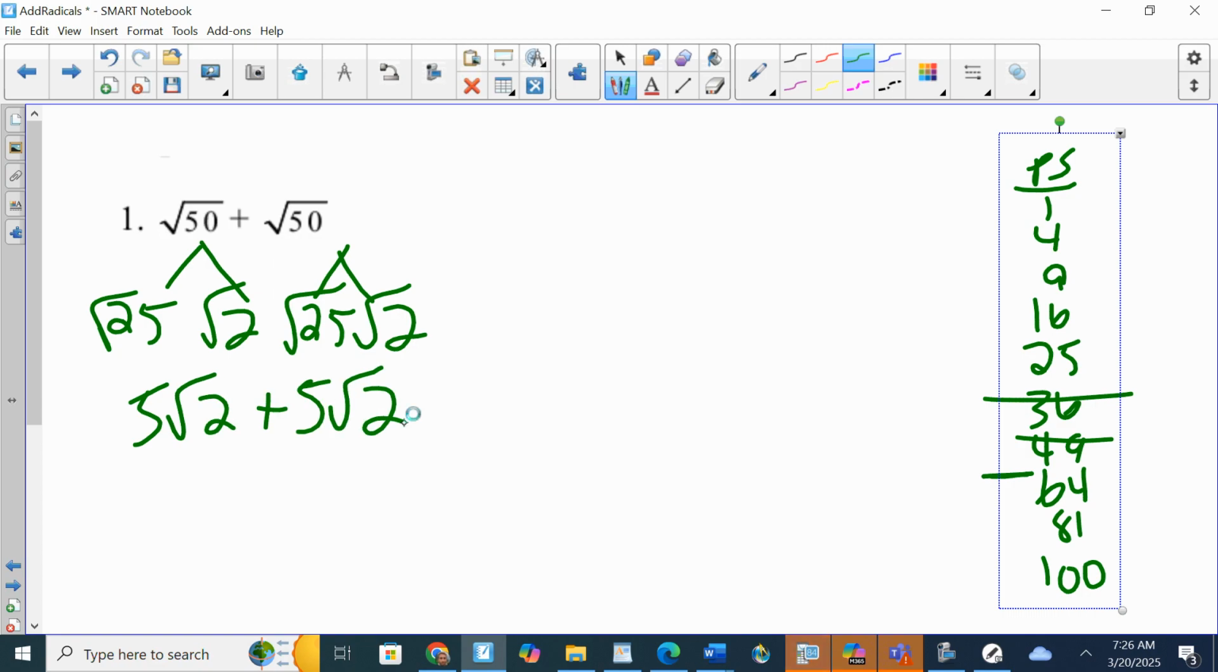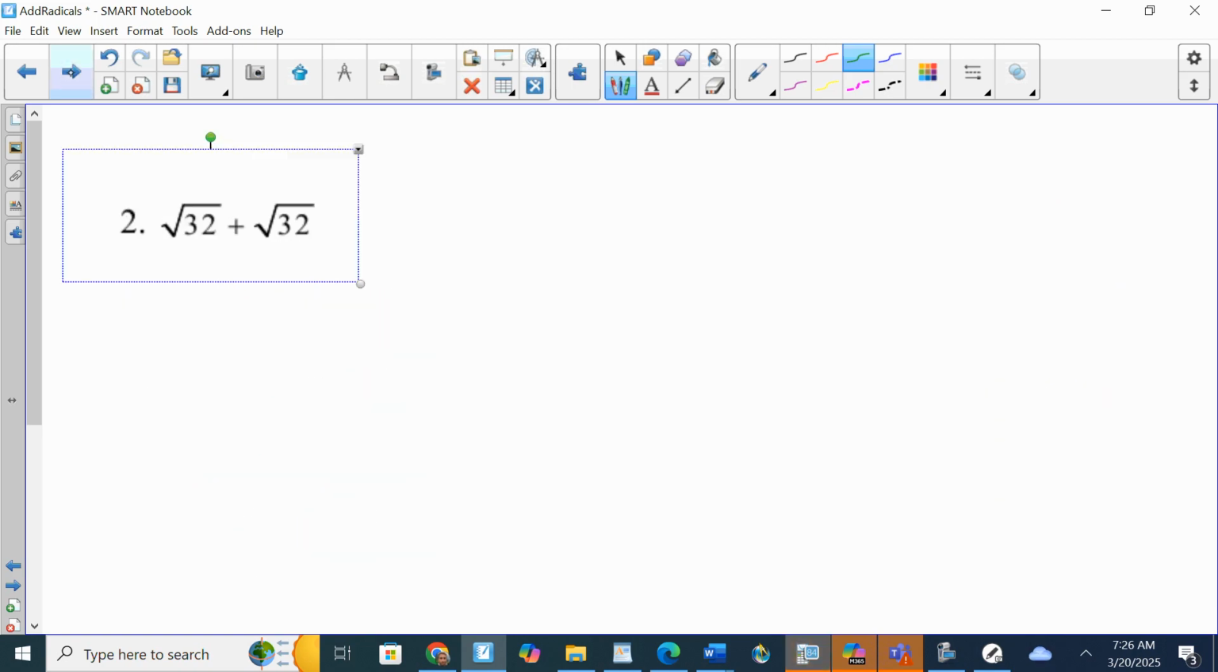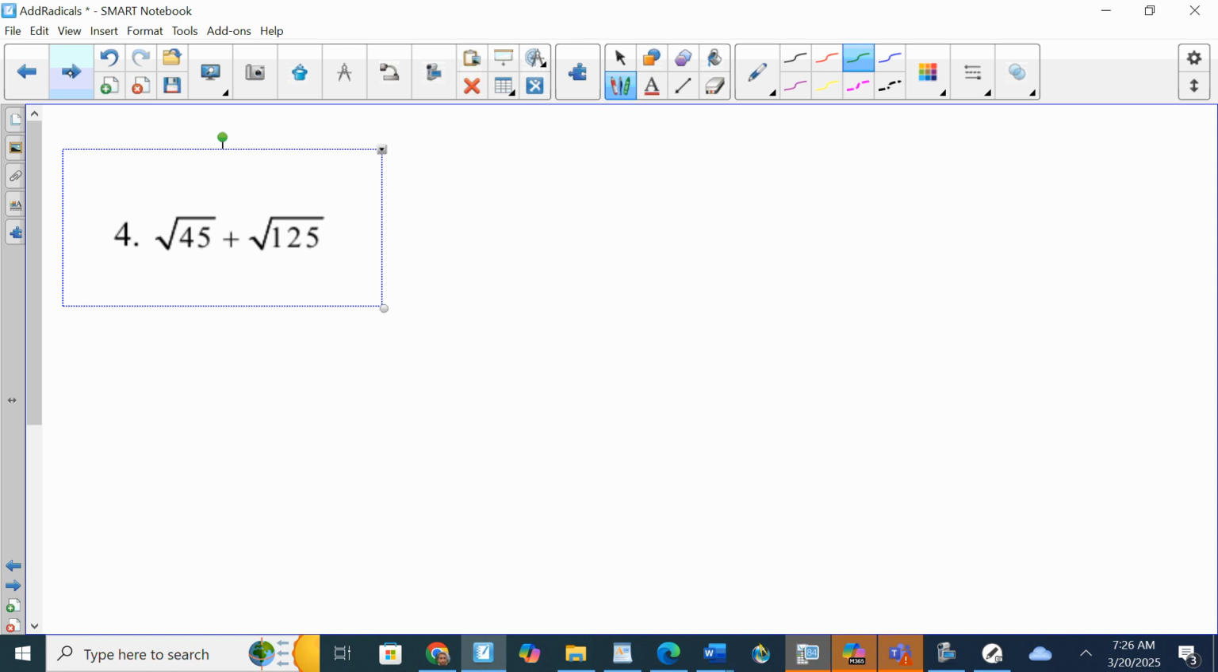Now that they have the same radicand, 5 rad 2 and 5 rad 2, I add my coefficients. 5 and 5 is 10. I keep my radicand, and that's my answer. Reduce first, add last. Let's jump to something like number 4.